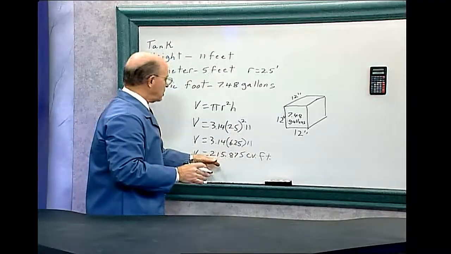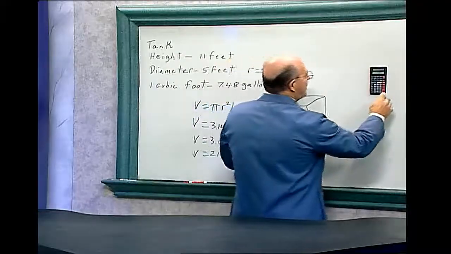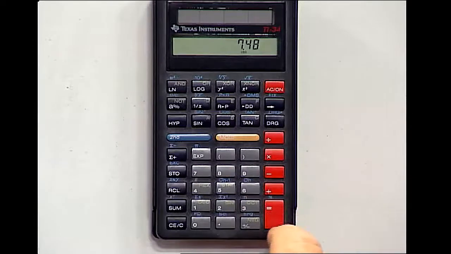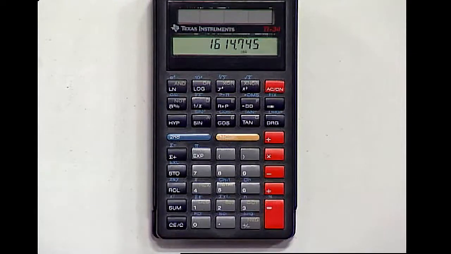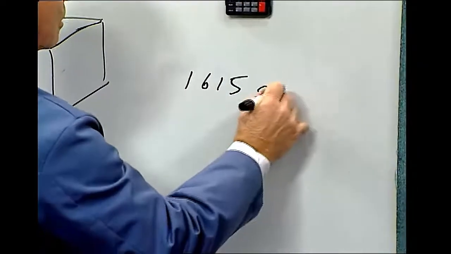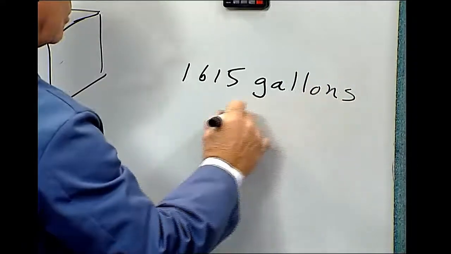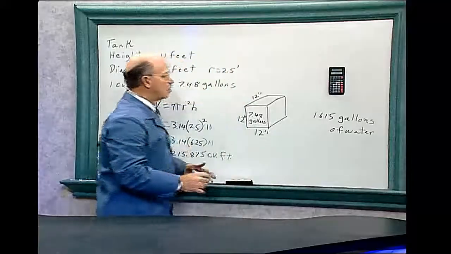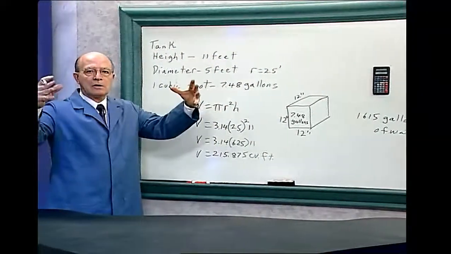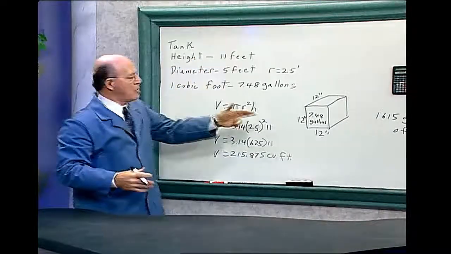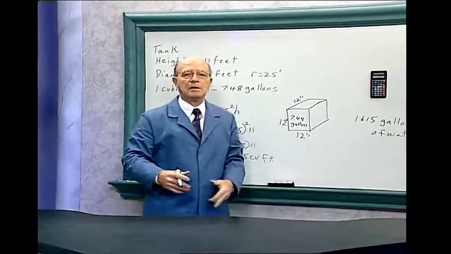So we have to multiply this number by 7.48. Times 7.48 equals, so that container holds 1,615 gallons of water. So that entire container of 11 feet by 5 feet in diameter holds 1,615 gallons of water.